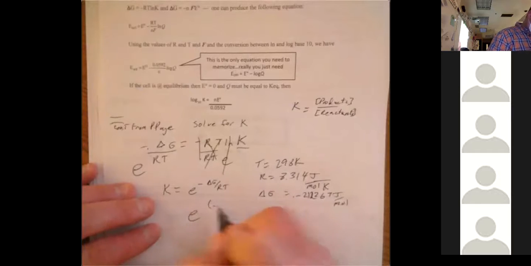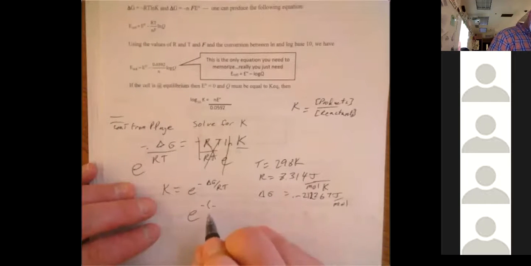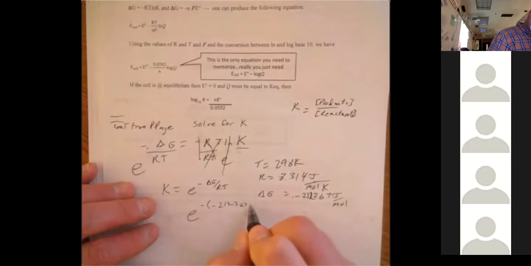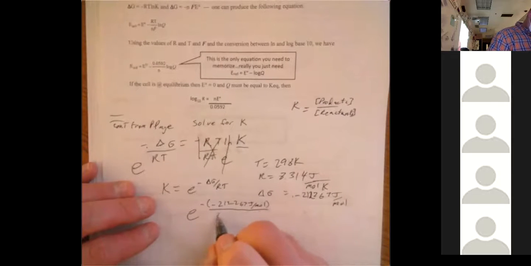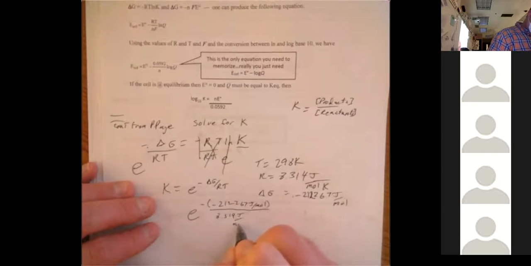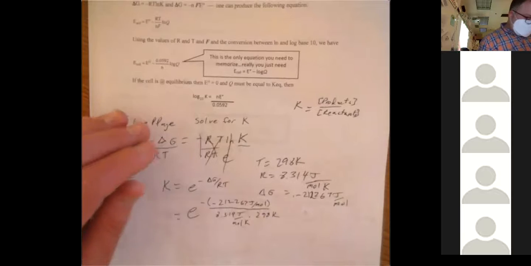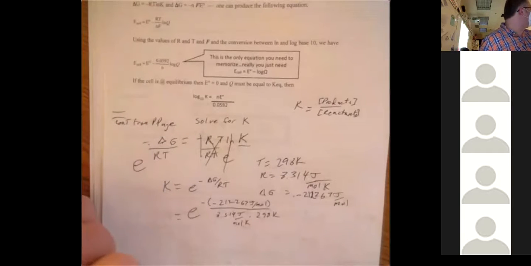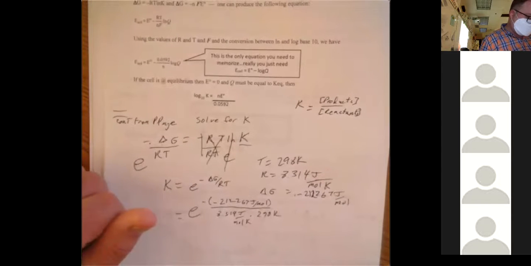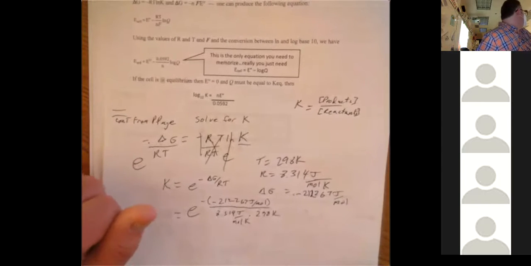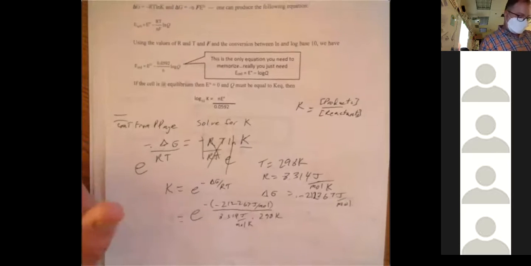e to the negative 212267 joules per mole divided by 8.314 joules per mole Kelvin. And here we have 298 Kelvin. So what all is going away unit-wise? Basically everything, right? Basically everything.